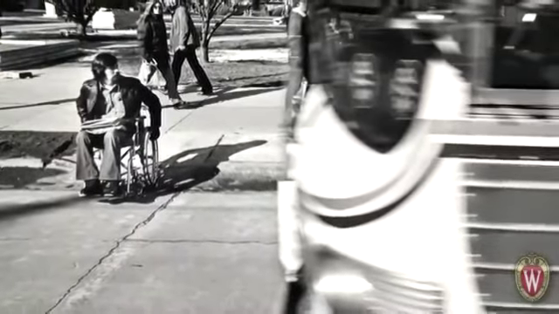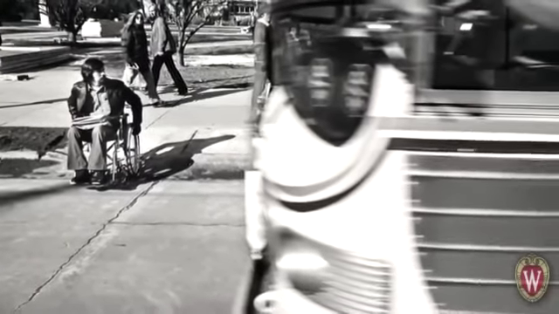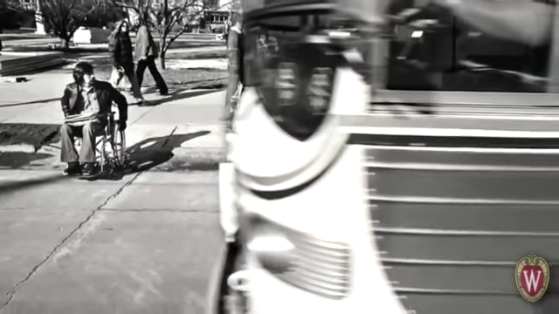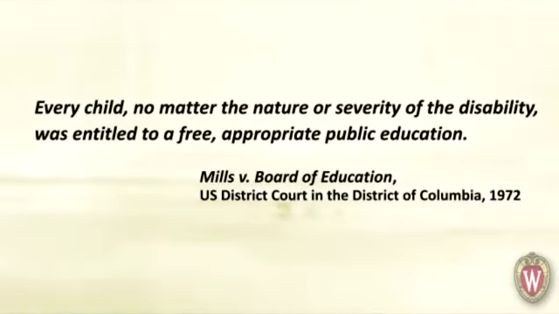In the early 1970s, three significant milestones in the disability civil rights movement were reached. First, a federal court ruled that every child, no matter the nature or severity of the disability, was entitled to a free, appropriate public education. The 1972 federal court case, Mills v.